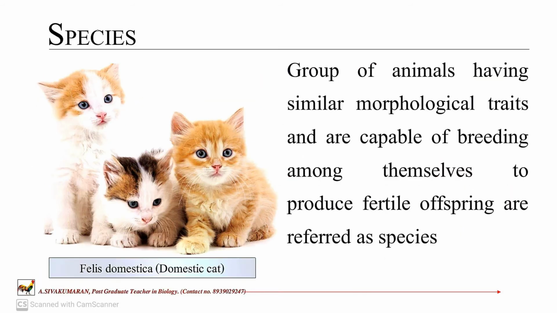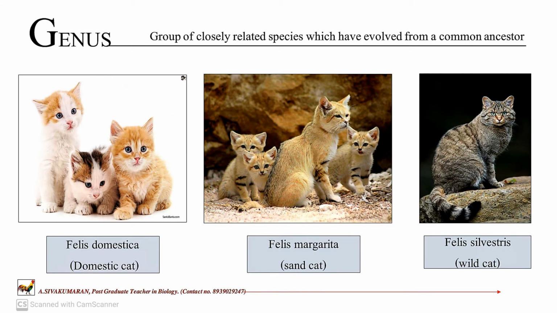Representation of a species. Felis domestica, the domestic cat. They all have similar characters, so they belong to the species domestica. Species having similar characters are grouped as one genus. You see in this picture the domestic cat, sand cat, wild cat. All are looking like cat only. They have many similar characters.